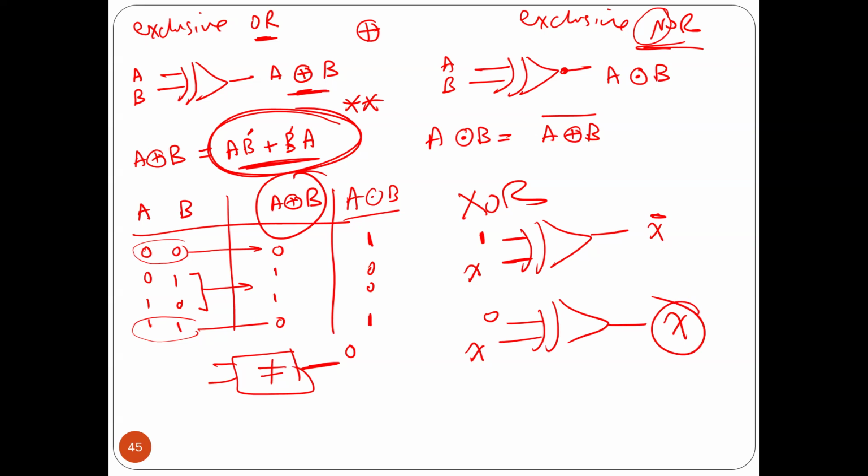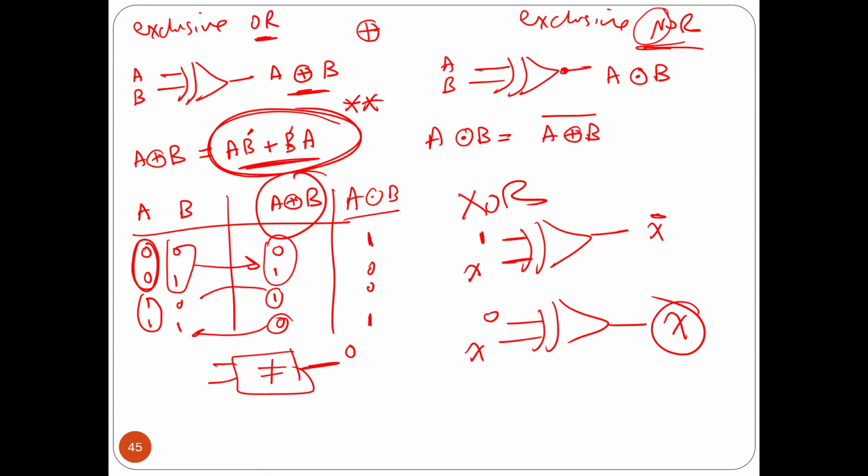Okay, is that true? Let's see. Look here at these two cases. If one input is one, the output is actually the inversion of the second input, as you see here. So when one input is one and the other input is zero, I got one. One input is one and the other input is one, I got zero. When one input is zero, the output equals the other input. Yes.